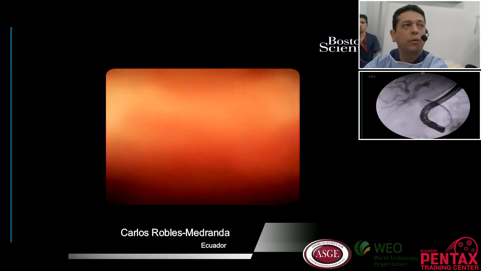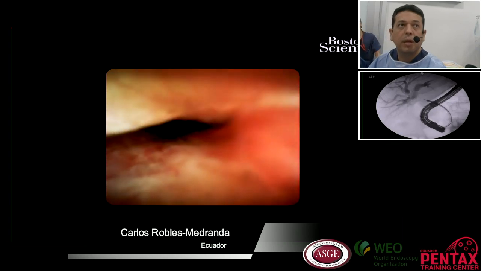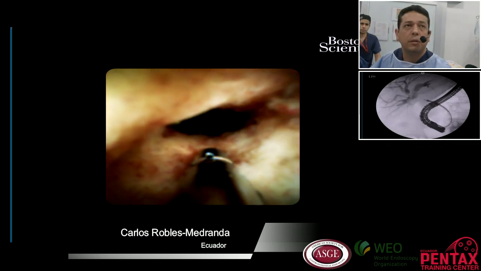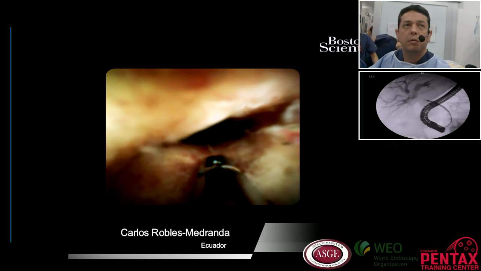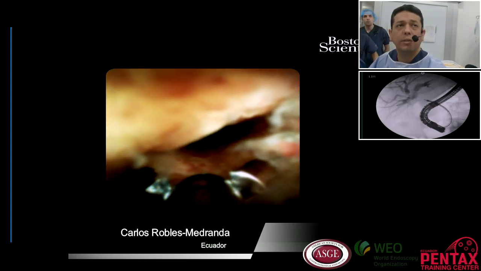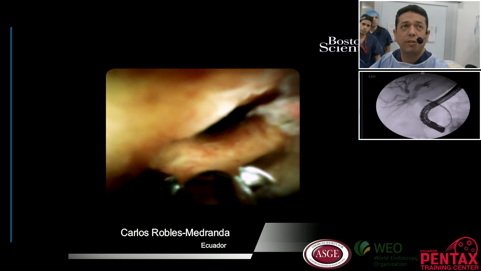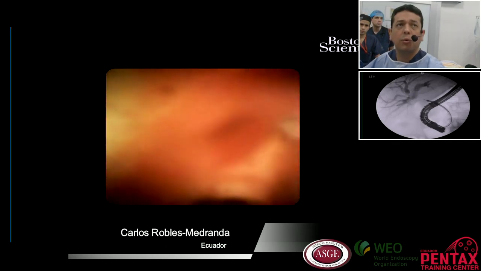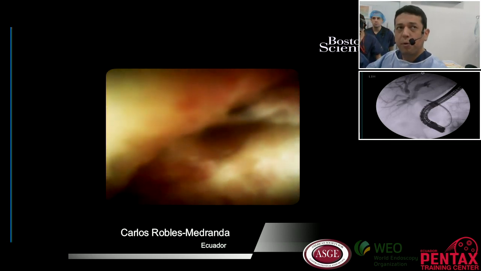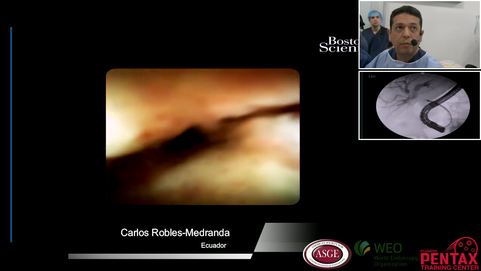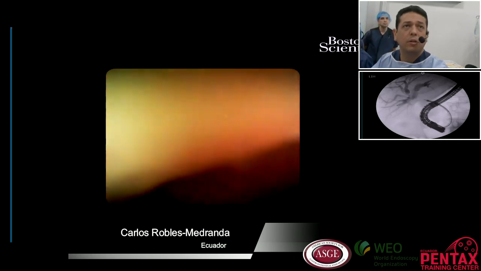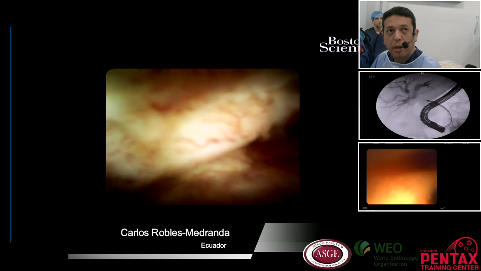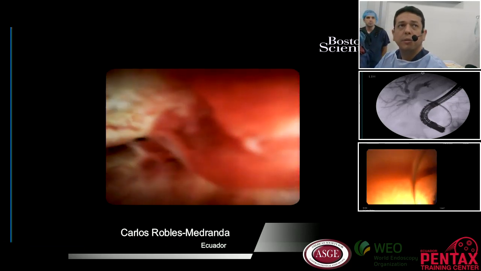Okay, so now we have our SpyBite here, and I will start to take my biopsies. Where is the best side? Abre. Okay, always the best side to take the biopsies is where you see the vessels, in my expert opinion. Cierra. Because if not, you will not take cells, and you will probably take more fibrotic tissue, and it's not good for the pathologist. Okay, so remember that we have small pieces from these biopsy forceps.